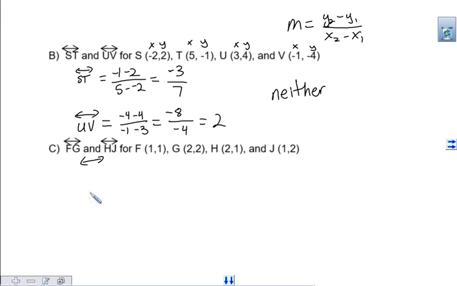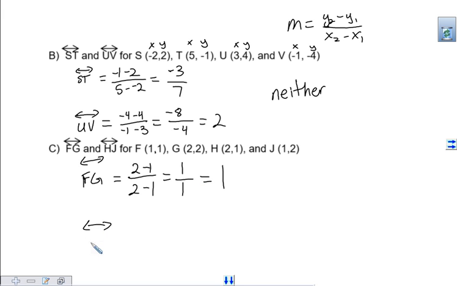And then last up, we are finding the slope of line FG. So 2 minus 1 over 2 minus 1. Again, 2 is over 1 and 2 is over 1. So 2 minus 1 is 1. 2 minus 1 is 1, and that reduces to 1.